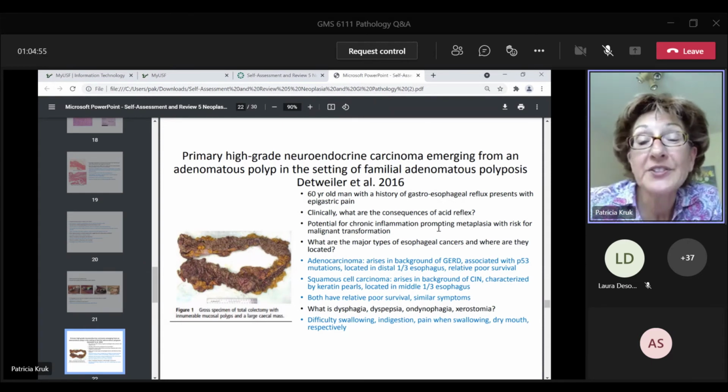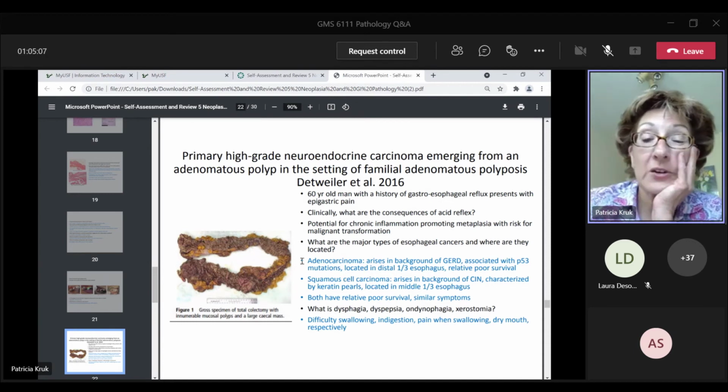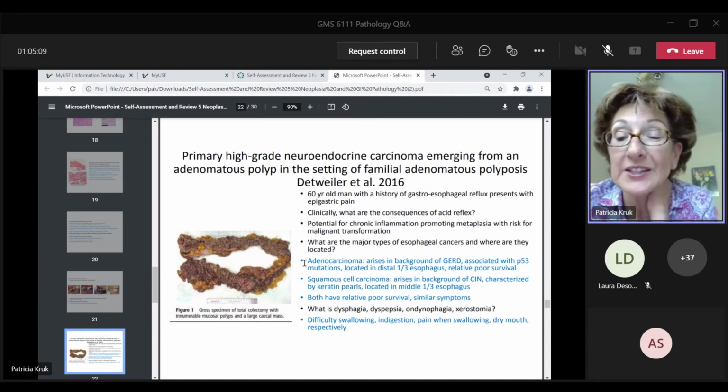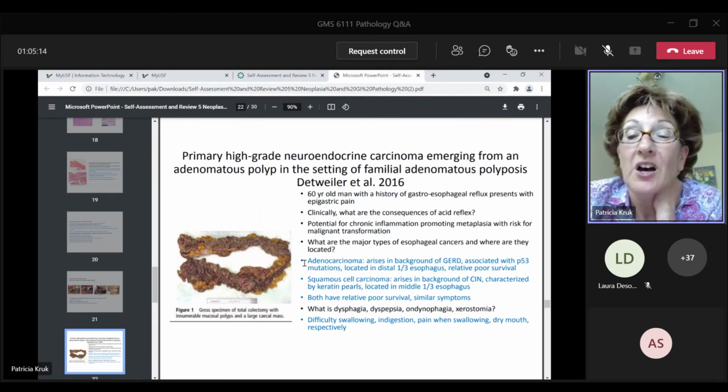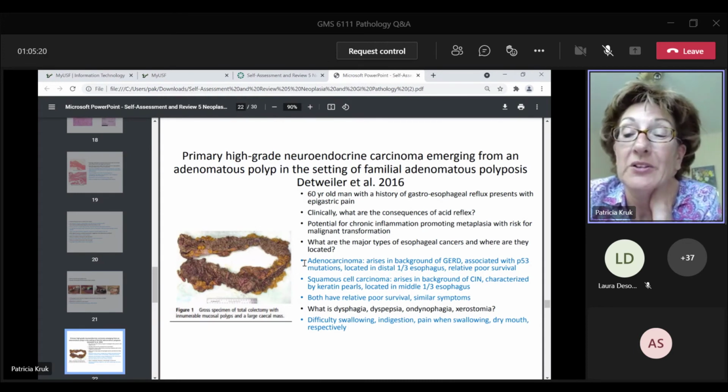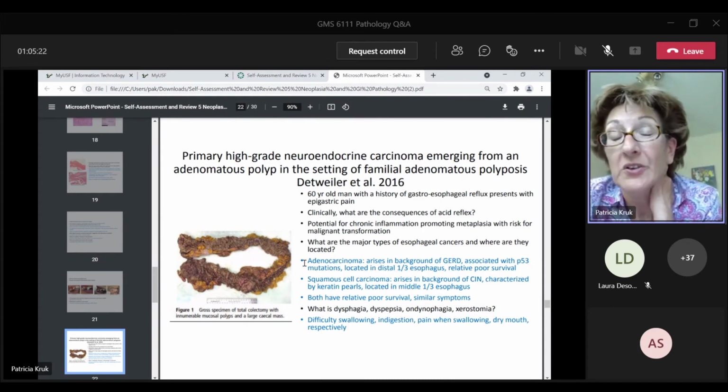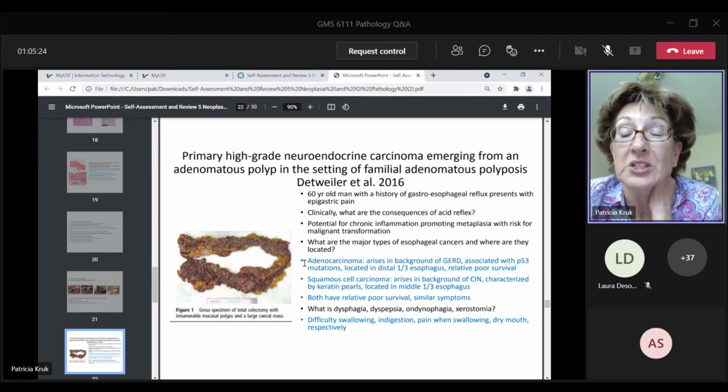So the types of esophageal carcinomas, we had two types. They are, again, all epithelial. They're either going to be an adenocarcinoma, again, adeno coming from a gland, or a squamous cell carcinoma. And they arise differently, usually in their anatomical location. The adenocarcinomas of the esophagus typically show up in the distal third of the esophagus, and they're typically associated with a background of GERD, and molecularly they're associated with P53 mutations.